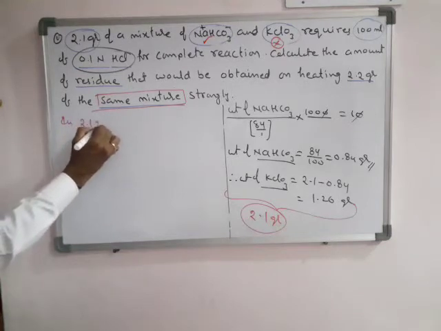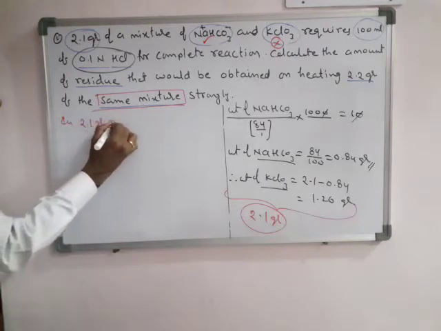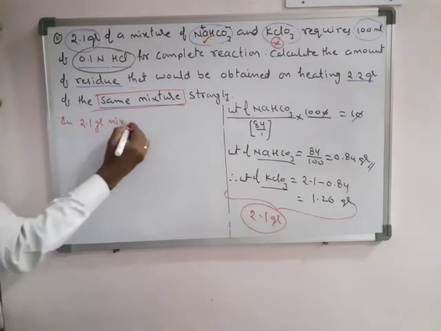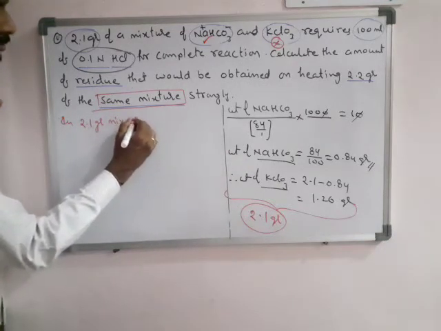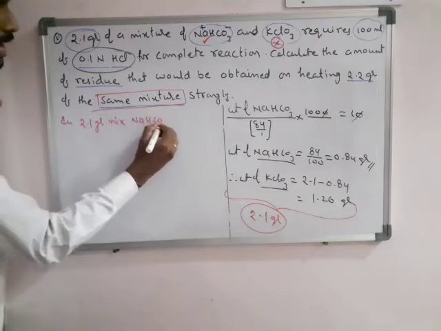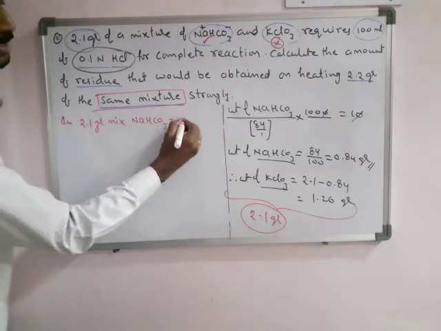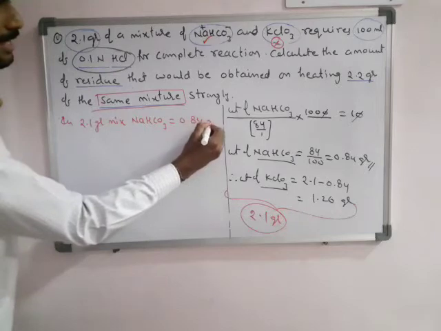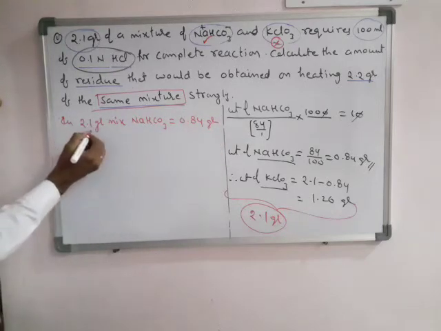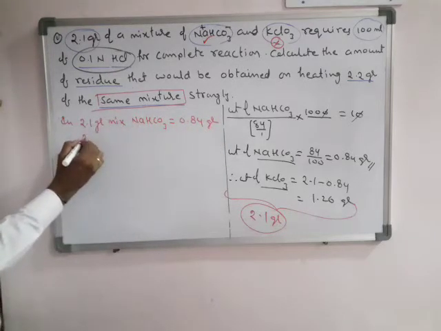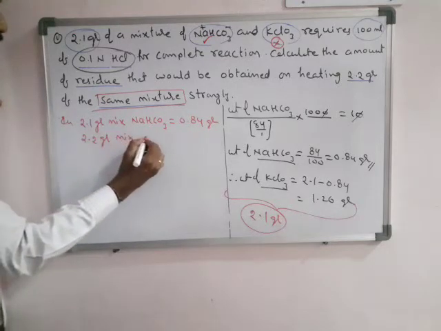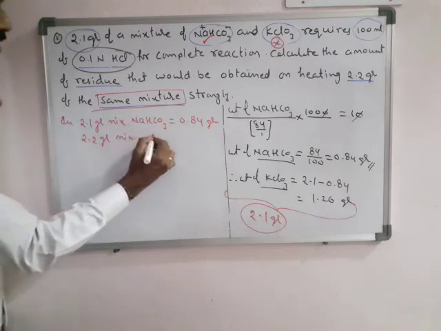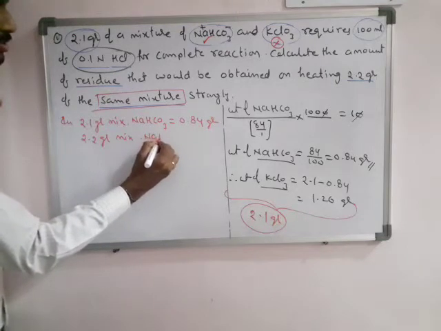In 2.1 gram of sample, in 2.1 gram of mixture, how much sodium hydrogen carbonate is there? Sodium hydrogen carbonate is how many grams? 0.84 grams. So 2.1 gram contains this much. Then what about 2.2 grams of mixture, how much NaHCO3 does it contain?